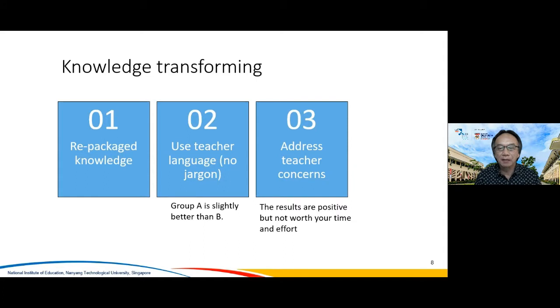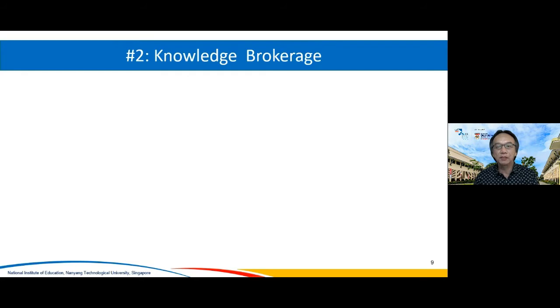So I would use things like "group A is slightly better than group B", instead of "the experimental group is better than the control group." And I would also address things that are of concern to teachers. I think Mark mentioned this as well. A simple way to share ideas with teachers would be to say the results are positive, good result, but it's not worth your time and effort. I think we need to address those issues about time and about how much effort teachers need to put in. So that is knowledge transforming and knowledge telling.